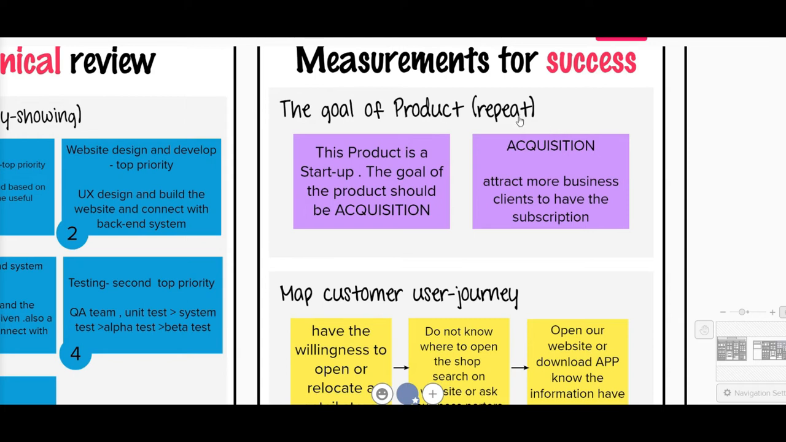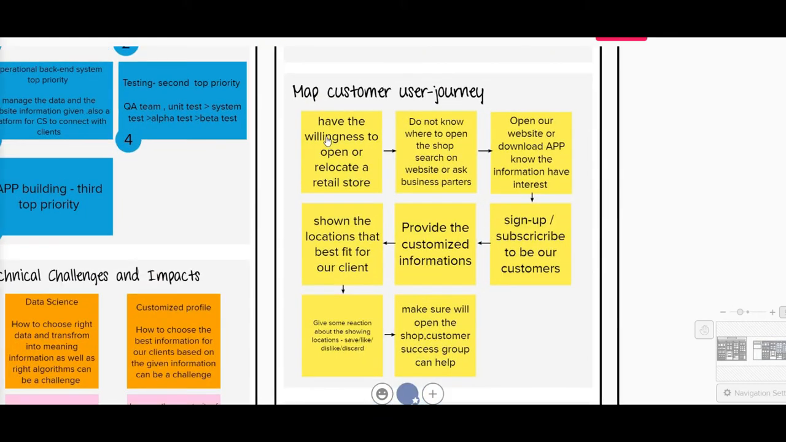After we know the goal of the product, the next step is to map the customer user journey. For example, the first step: the business clients have the willingness to open or relocate a retail store. Next, they will feel lost. They do not know where they should open. Maybe they will search on websites, or ask friends or business partners to get information. Next, they will open our website or download our app to find the information they are interested in.